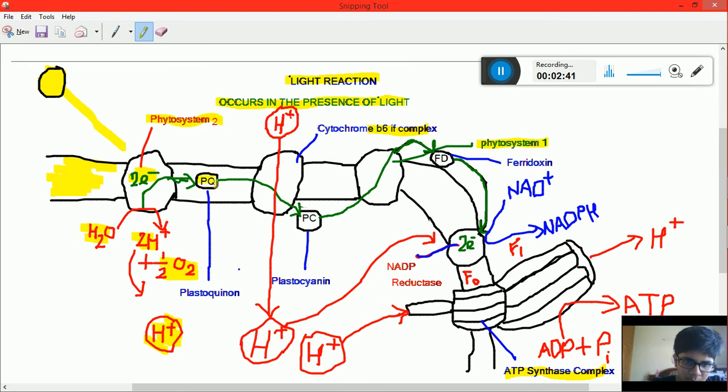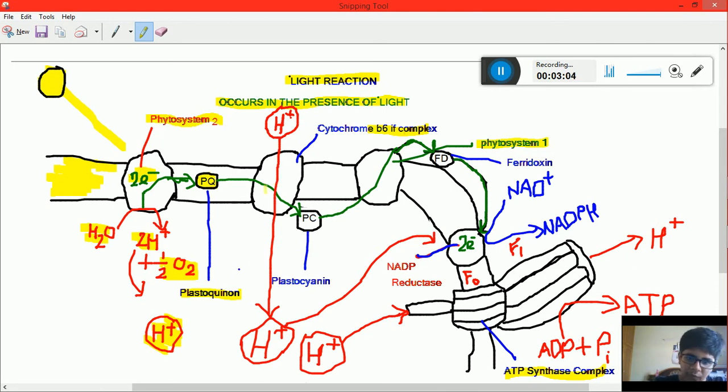to PQ. Now what is PQ? PQ is plastoquinone. It is a kind of protein that carries electrons, and it has the capability to carry electrons inside the membrane. It cannot carry electrons inside the thylakoid, but it can carry them inside the membrane. So it is called PQ, or plastoquinone. Then later on, this plastoquinone sends the electrons to the B6F complex.